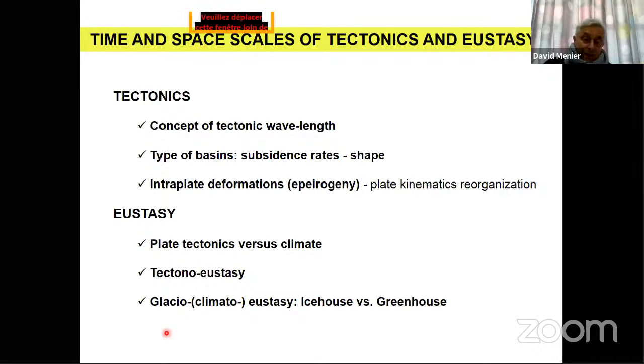Eustasy can be related to plate tectonics, sorry, versus climate. Sometimes you can change the sea level base related to tectonism. If the subsidence is very high or the uplift is high, you can shift and move the base level, and it can be related exclusively to the climate. But mostly during Earth history, it's related to tectonics and the climate.